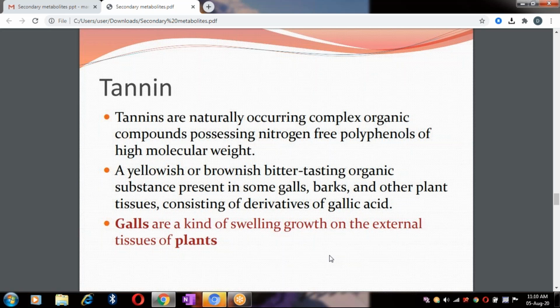So condensed tannins, as the name suggests, they cannot be hydrolyzed. They are non-hydrolyzable tannins. They are also called as phlobatannins or proanthocyanidins. They are related to flavonoid pigments because they are derived from flavones. And when treated with enzymes or mineral acid, they get decomposed into a red color substance called phlobaphene, which is insoluble in water. And if you add ferric chloride to this, it gives a brownish green color.